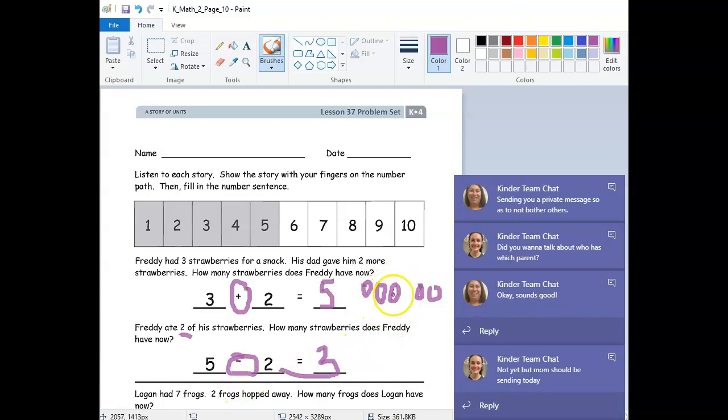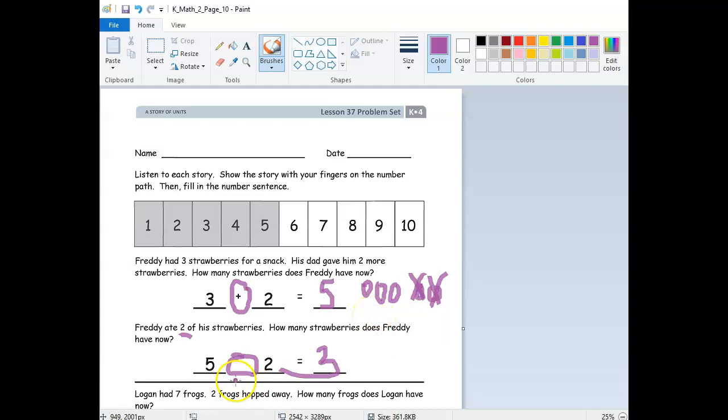So we can look at the picture up here. It says that he has 5 strawberries and he ate 2 strawberries. So we'll cross out 1 and 2. And then it shows that he has how many strawberries left? Yes, 3. 5 minus 2 equals 3.